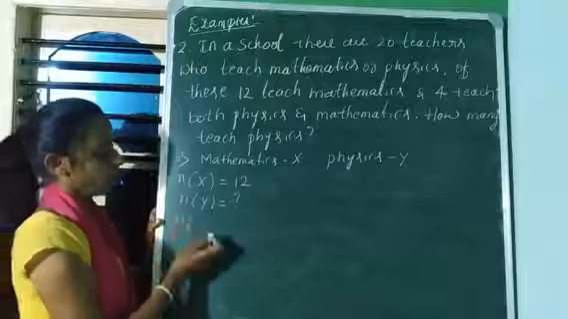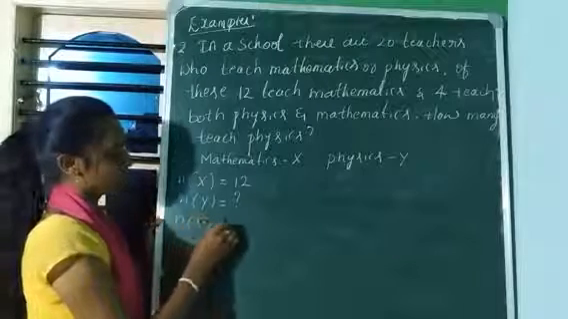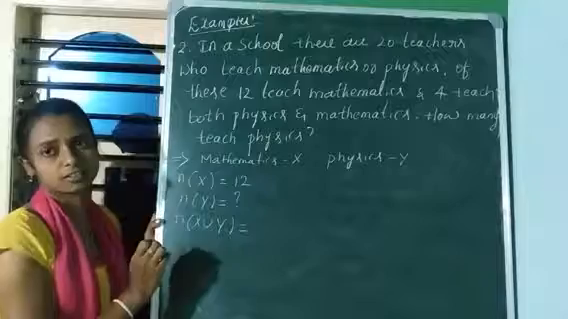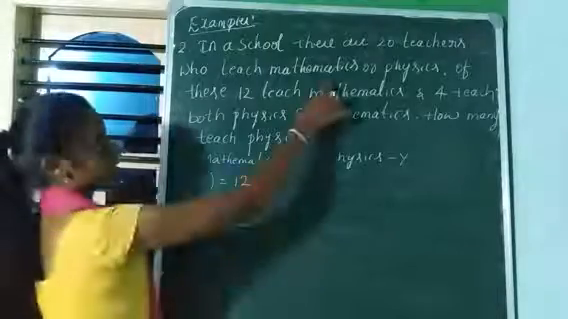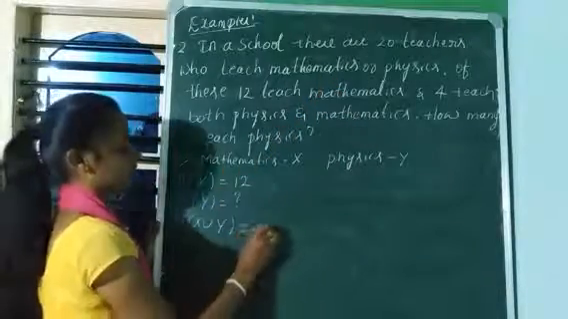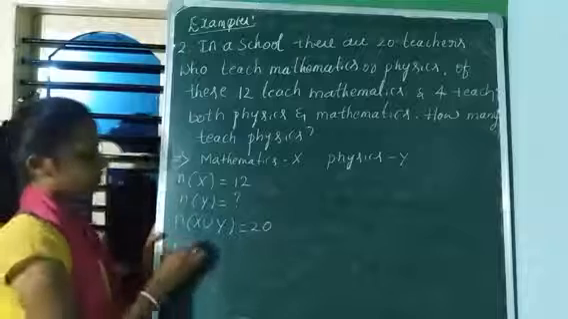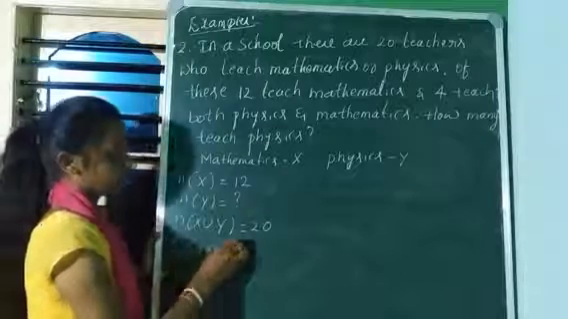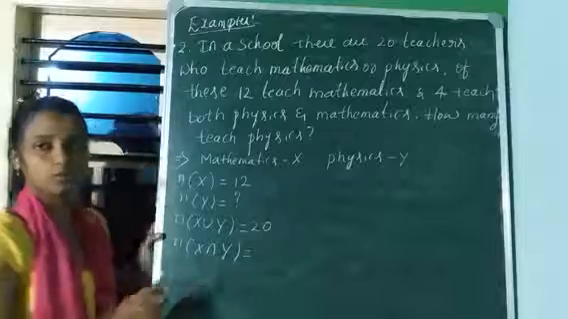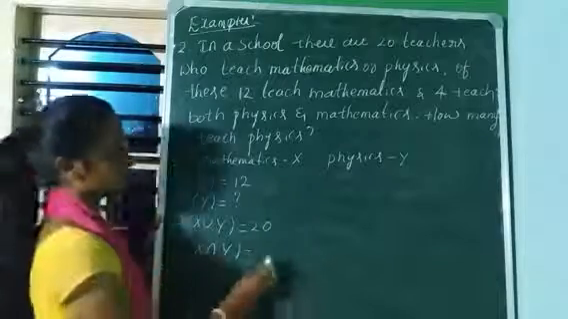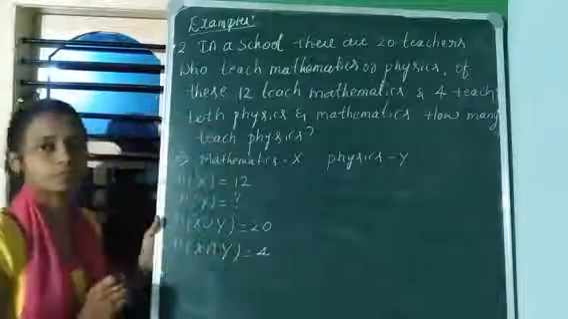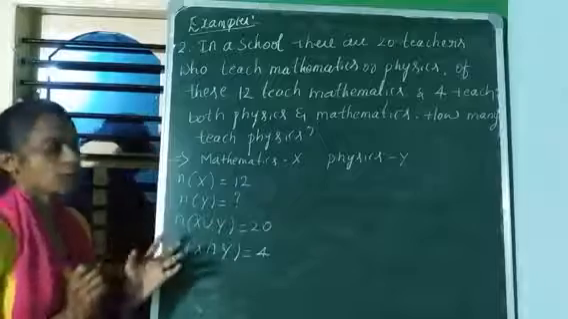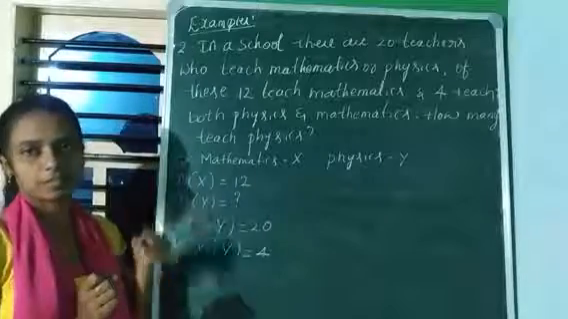Next, how many will teach mathematics or physics? Mathematics or physics is nothing but there are 20. Next, how many will teach mathematics and physics? Both. They'll teach both. So only 4 are there. Out of this, how many will teach physics? That we need to find.